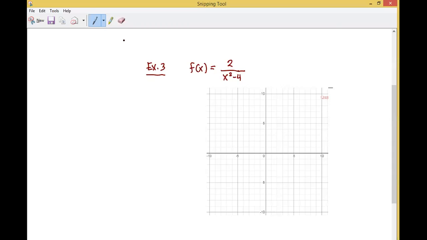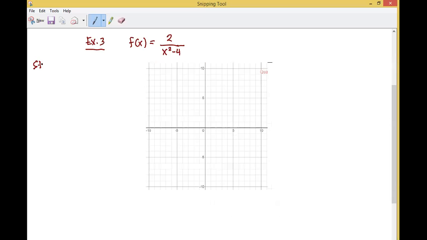Hello, welcome back. This time we'll do example number 3. We'll graph the function f of x equals 2 over x squared minus 4. Our step 1 is already here. We already have our rectangular coordinate system plane. And let's solve for step 2.